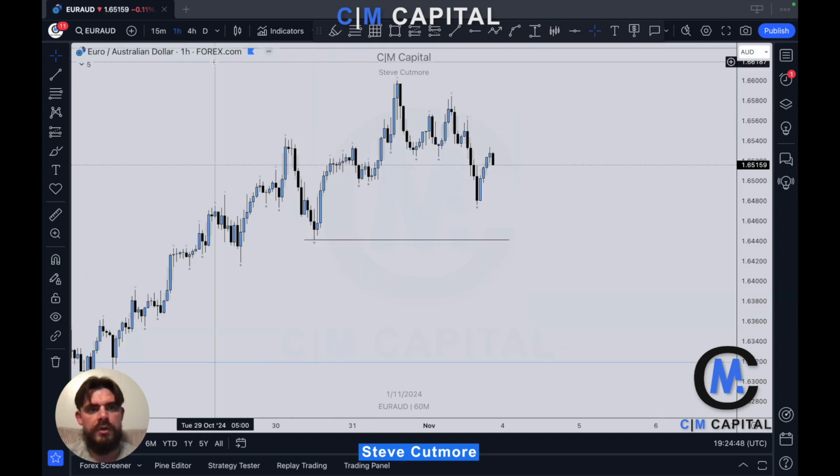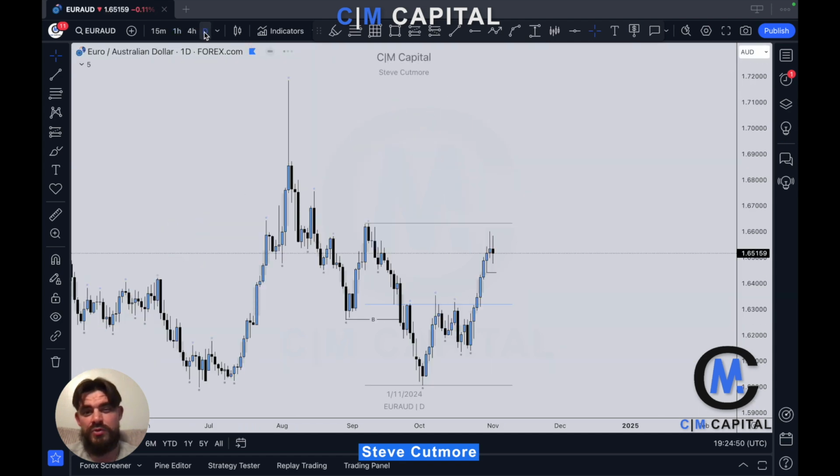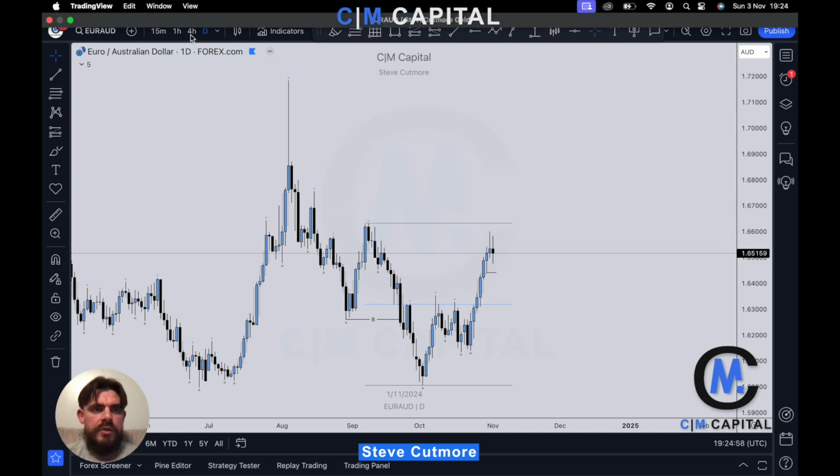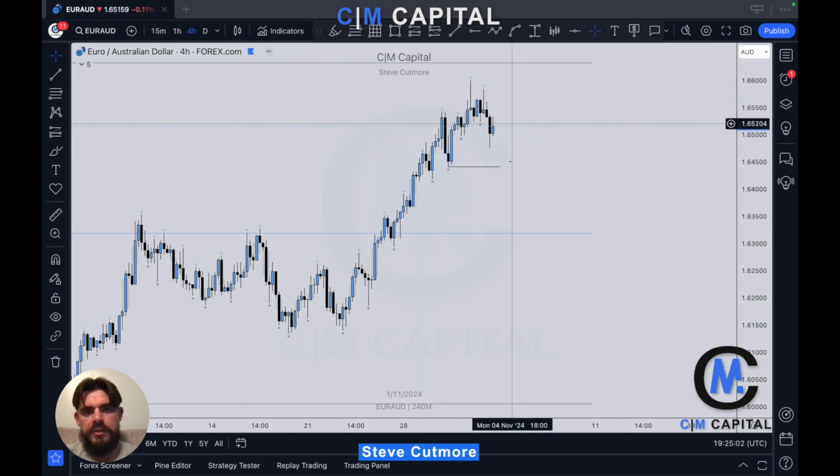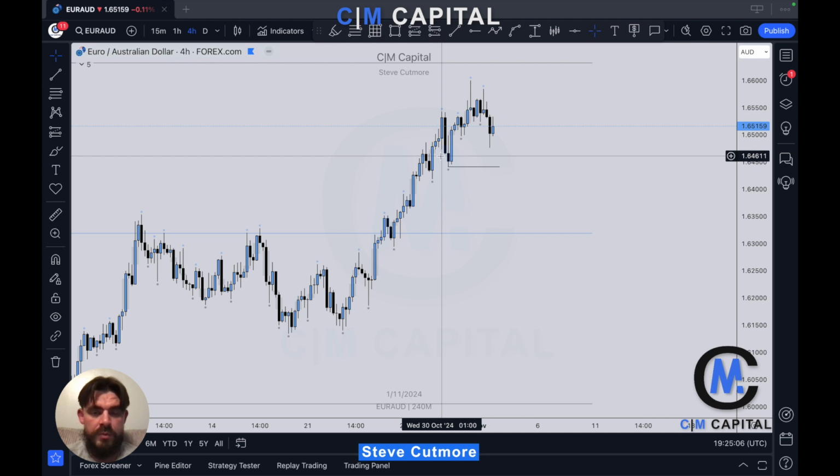Euro Australian dollar, this is very long term, so this one shouldn't really be on my watch list, but I've put it on there just because we're at the extreme of the daily level here. We're very high into this range, so I am looking for some opportunity to swing it downside. Obviously it's going to be at the bottom of my watch list because I'm not going to expect much because it's so high into the daily range.